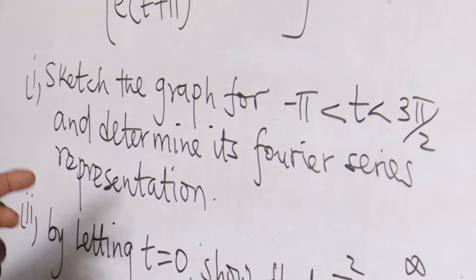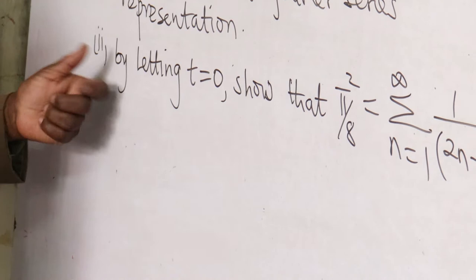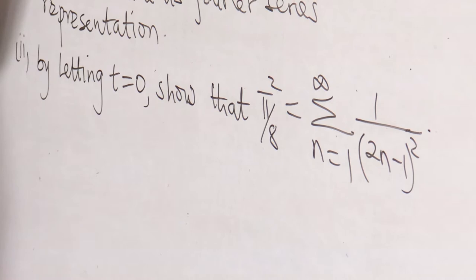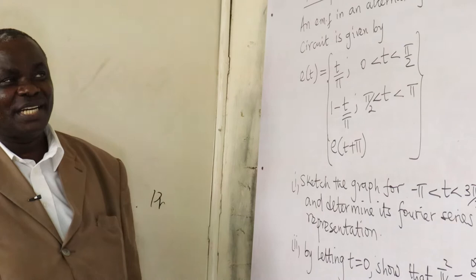Then you do part 2 by doing some letting so that you get the answer. So part 2 is something that now you can be able to do because we have done it in our part 1. Do you get that? In our example 1. So in our part 1, we want to sketch this graph and then we determine its Fourier series. So we start with our solution.